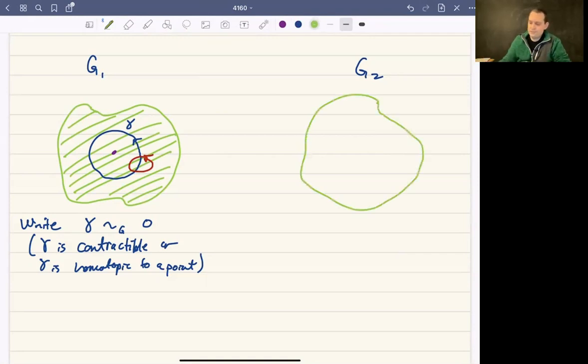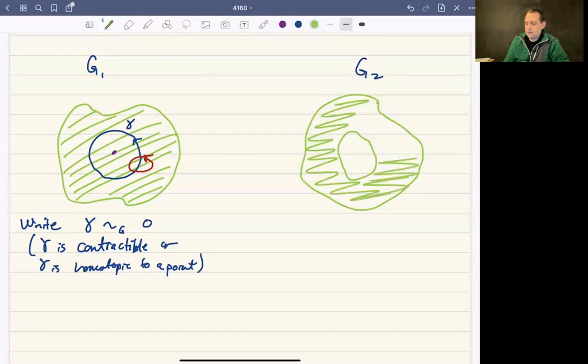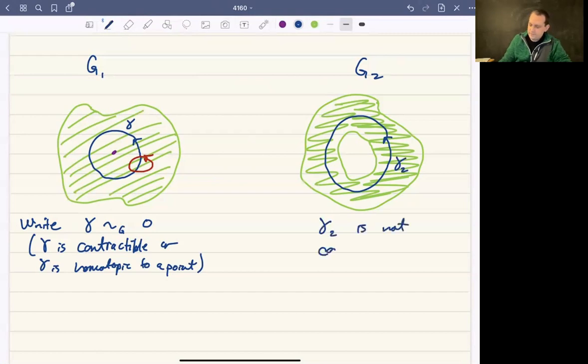Now, on the other hand, say I had another set G2, and this set is going to have a hole in it. So maybe, again, I don't care about whether we include the boundary or not, but G2 is just going to be this set, not including the stuff that's missing from the middle. Now, if I were to take a path, this is no longer going to be homotopic to a point. So notice that this path, let's call it gamma 2. Gamma 2 is not contractible.